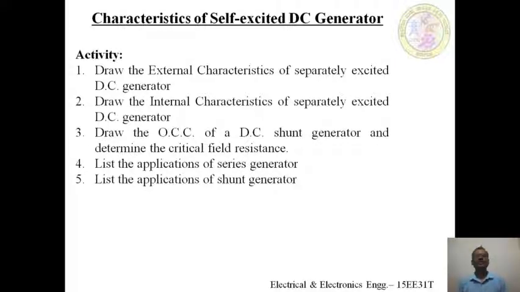Now try to do these activities based on what you studied in this session. It's already covered in this session. Let's try to do these activities. Draw the external characteristic of a separately excited DC generator. Draw the internal characteristic of a separately excited DC generator. Draw the OCC of a DC shunt generator and determine the critical field resistance. List the applications of series generator. Try to list the applications of shunt generator.